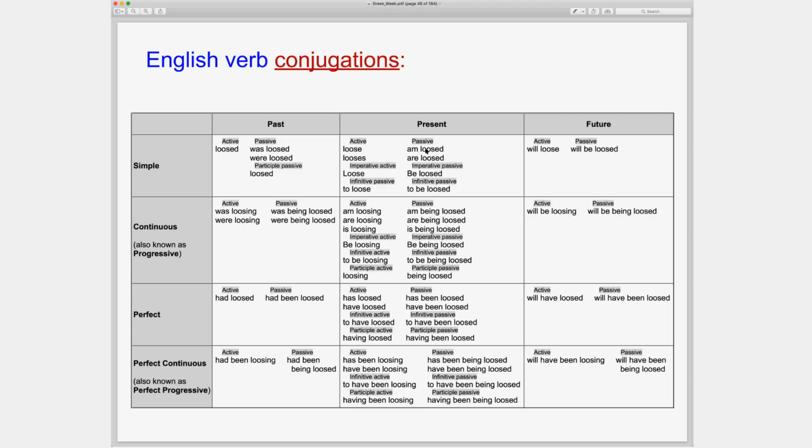Then you see the imperative, infinitive, participles coming in. And notice that in English, it's not a perfect grid. You don't have, for example, a future participle. You don't have a past imperative. Of course, you could not have a past imperative because you can't command something to be done in the past.